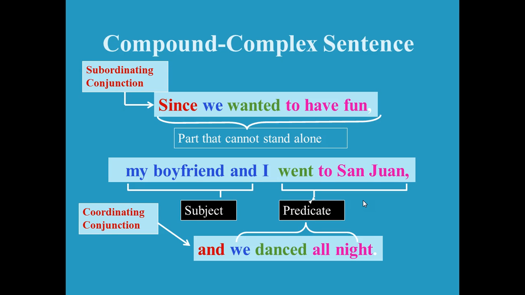And then we move down. My boyfriend and I, that's your subject, went to San Juan. That's your predicate. Now we have another subject and predicate that can stand alone. And, which is a conjunction, of course, we danced all night. Okay, so there you have a clause or independent clause, because we danced all night can stand alone. And my boyfriend and I went to San Juan, of course, can stand alone.